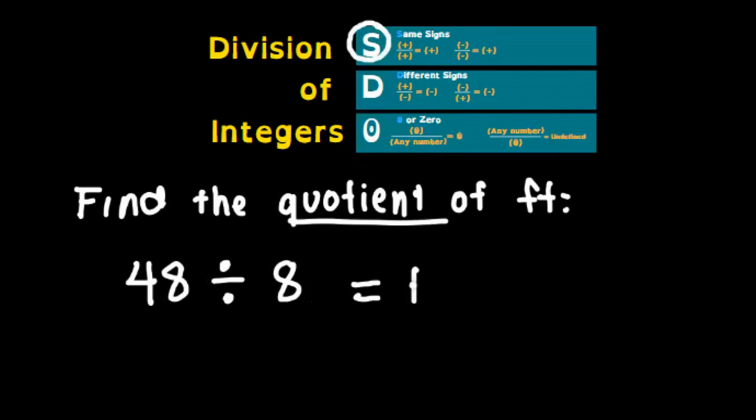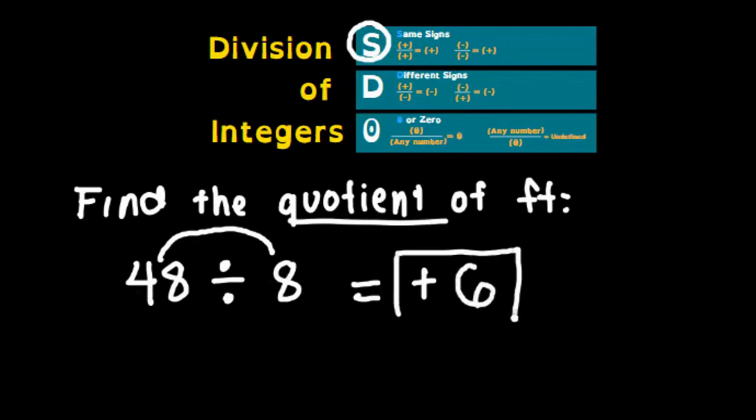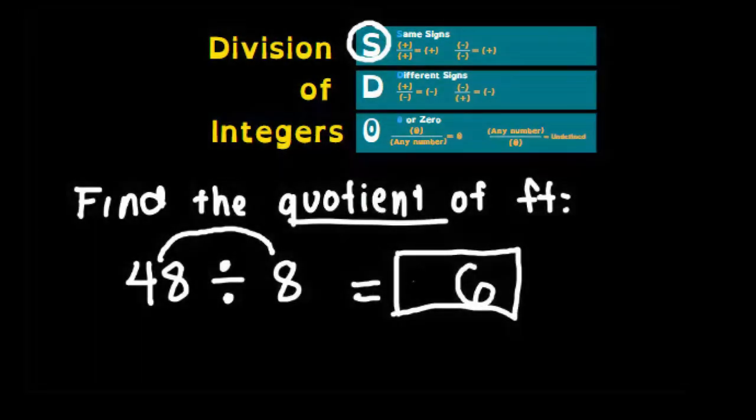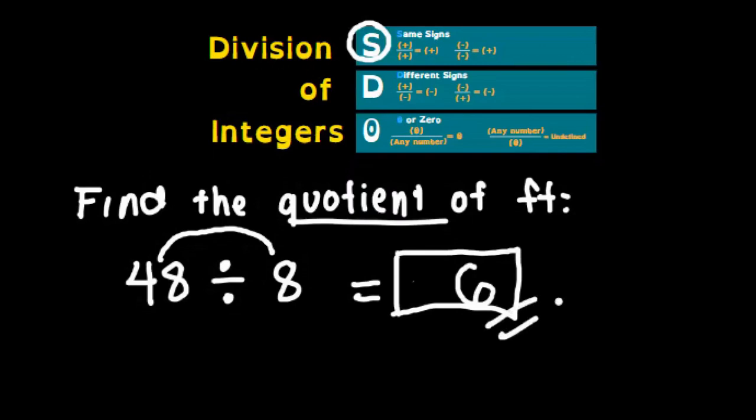So, we have a positive integer here. Ang kailangan na natin gawin dito ay i-divide si 48 kay 8. So, 48 divided by 8, that's gonna be 6. So, the answer would be positive 6. Sabi ko nga sa inyo, kahit hindi ninyo naisulat yung positive dito, understood na yan po ay positive. So the answer would be positive 6. So that's the first example. Let us try more.